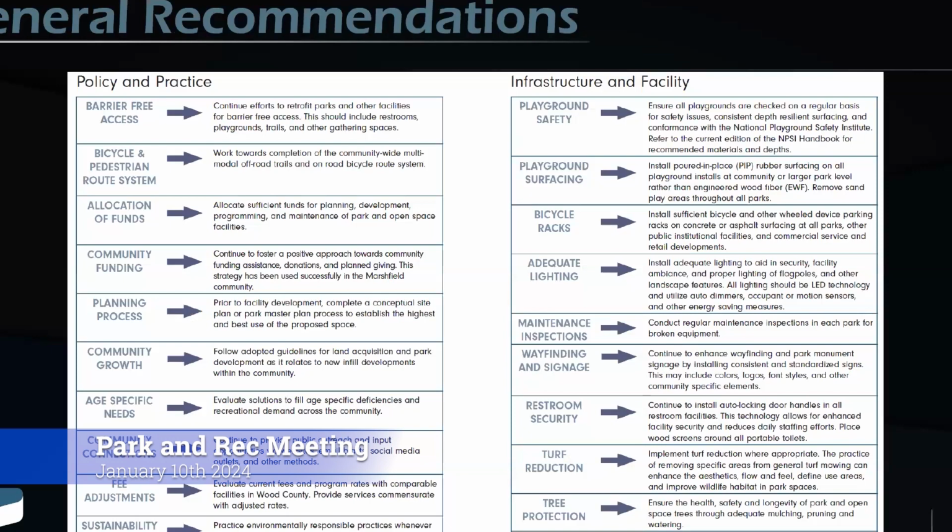So as we move into some of our recommendations, chapter 4 of the report, which starts off with some of our bigger picture recommendations. I talked about the playground piece. It's always smart to make sure that they're getting routine inspections, whether it's equipment or the surfacing, to make sure that we're providing safe environments for our kids.